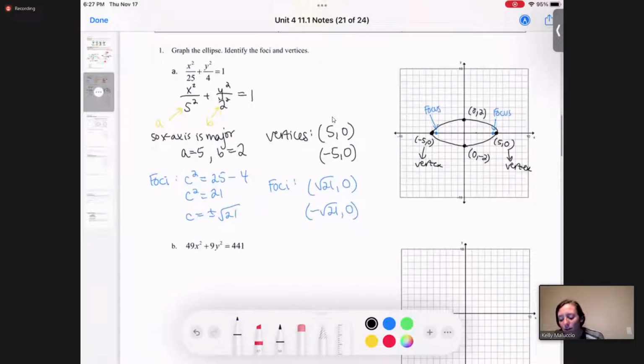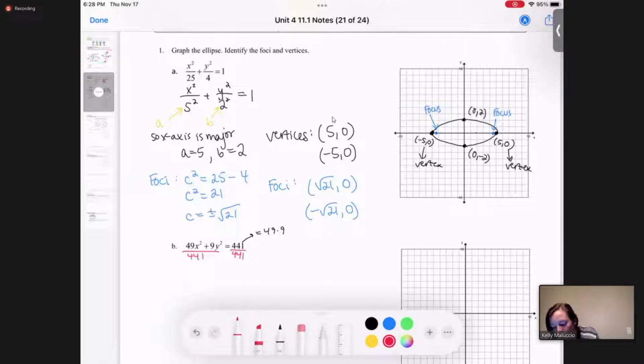Now, part B requires a little bit more work because I see something here that I'm like, okay, this might be good, but I don't want coefficients in front of my x and y. I don't want coefficients in front of x and y, and I want 1 on the right-hand side. It must be 1, right? So I was going to say I could divide by 49, then divide by 9, but lucky for us, 441 actually equals 49 times 9. But we're going to divide everything by 441.